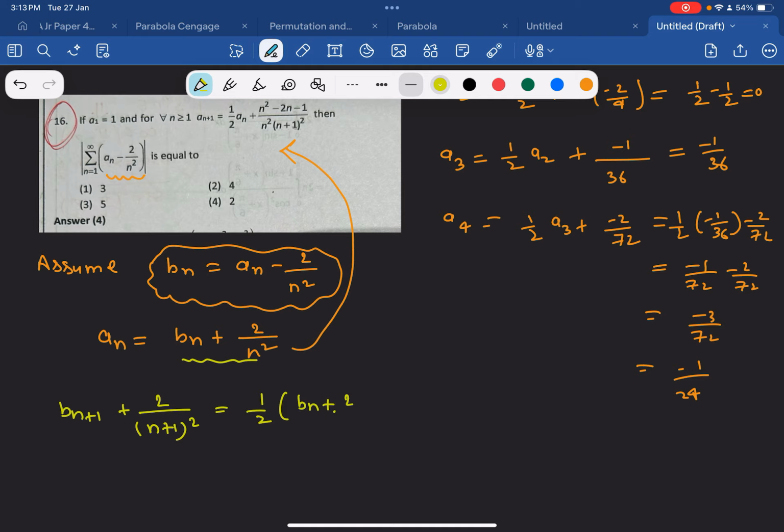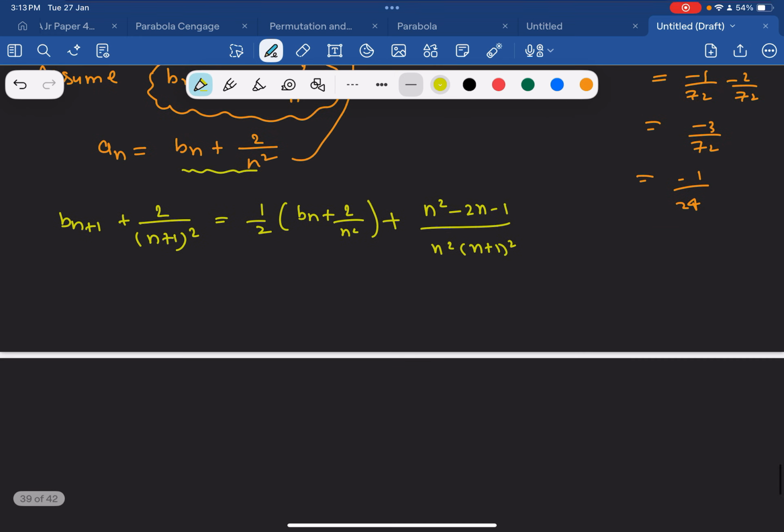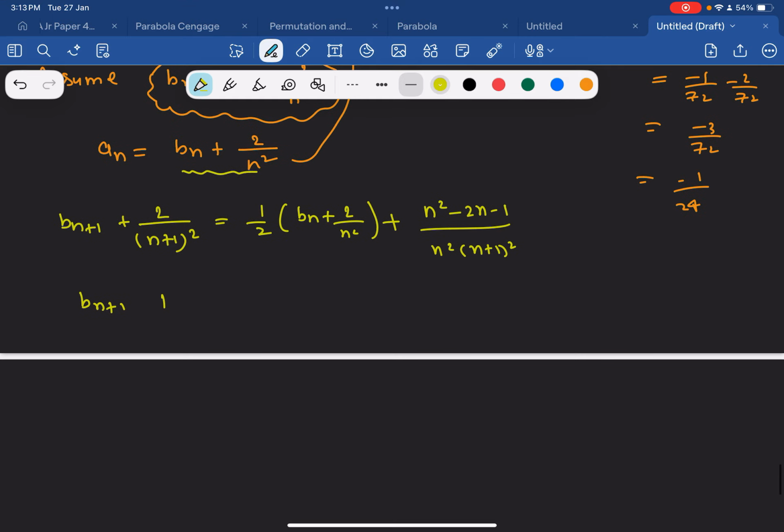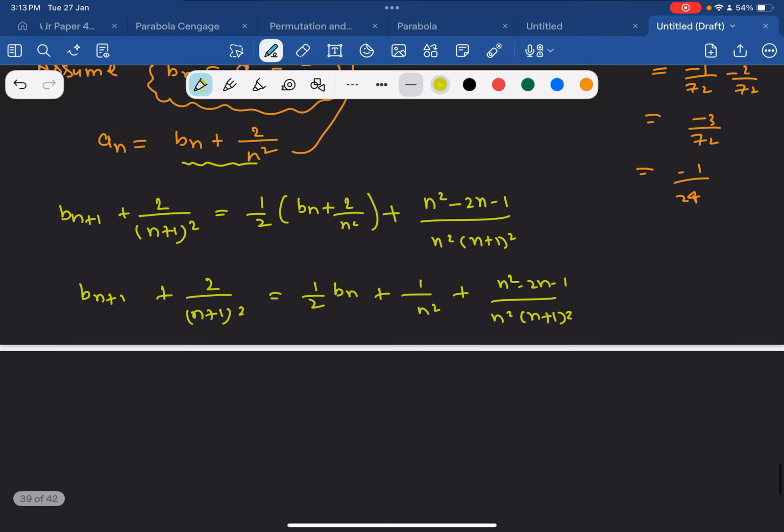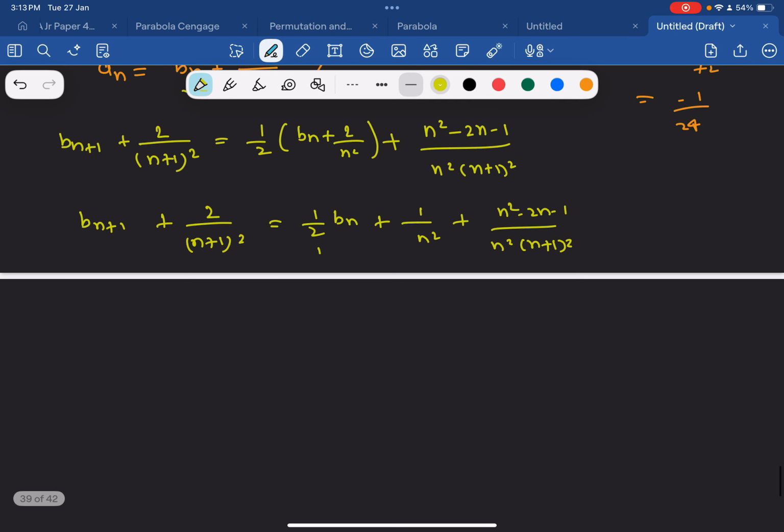an will be how much, you are going to know? This number. So an will be Bn plus 2 by n square, and then the same values, (n square minus 2n minus 1) upon n square (n plus 1) whole square. So I can write B(n+1) plus 2 upon (n+1) whole square, and this will be equal to 1 by 2 Bn, and 2 cancels out, so 1 by n square plus (n square minus 2n minus 1) upon n square (n plus 1) whole square.